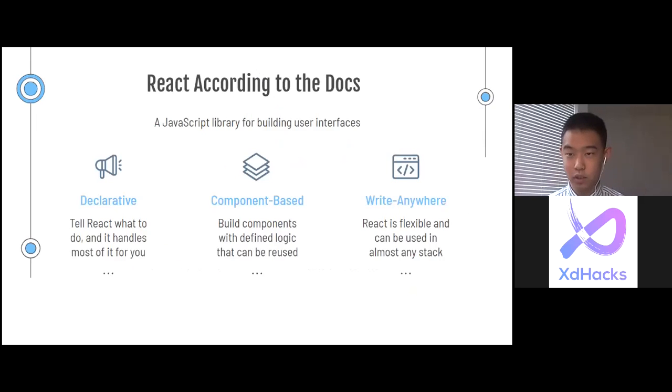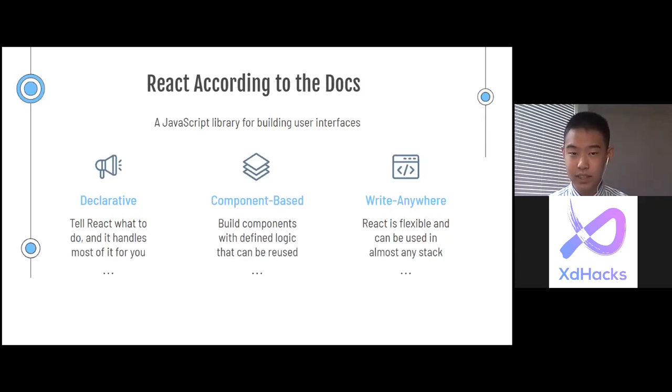So what is React according to its own documentation? Well, React is a JavaScript library for building user interfaces, as you already said. And React is declarative. Declarative means that you tell React what to do, and it handles most of it for you. So you tell React, do this, and you don't have to tell React how to do it.